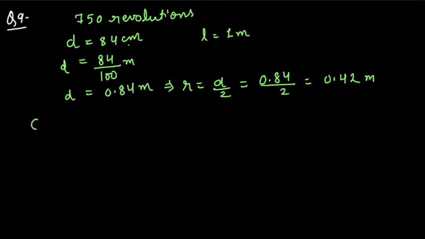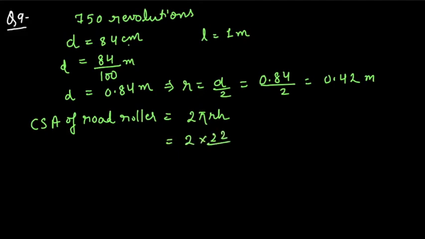So if I need to calculate the CSA of the road roller, now it is in the circular shape and we know it is 2πRH. So 2 into 22 by 7 into R, which we have just calculated in meters, and H is 1. Now if you cancel it, it will be 0.6, right?